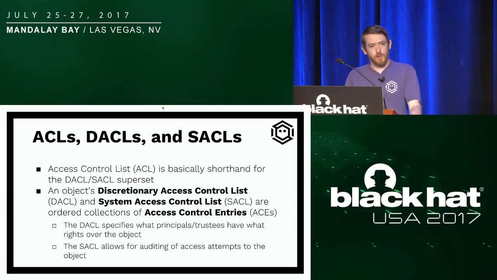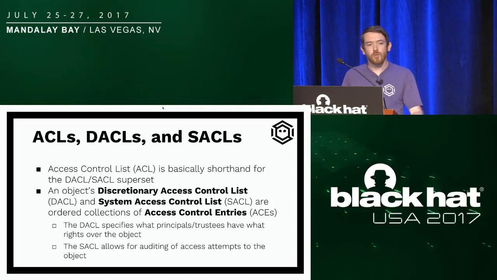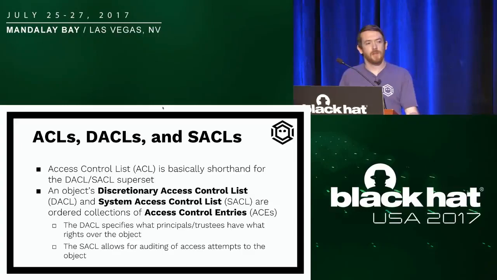A lot of people use these terms interchangeably. We use ACL and DACL interchangeably, but the access control list is actually the superset of the SACL and the DACL. The DACL is the discretionary access control list, and the SACL is the system access control list. It's a pointer to an ordered collection of access control entries, or ACEs, that are stored for the object. So the DACL is what actually defines who has what rights, what principals have what rights over a particular object. It's just the access control model. The SACL allows for success and failure auditing on accesses to different components of the object, but we're not really going to cover that in this presentation.